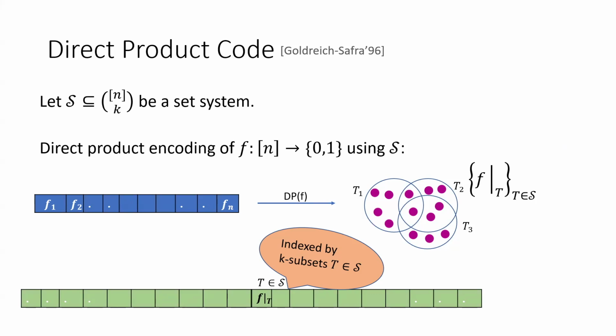So each entry contains a k-bit string. And the next natural question is, given such an arbitrary table, can you locally test whether it is actually close to some direct product function?